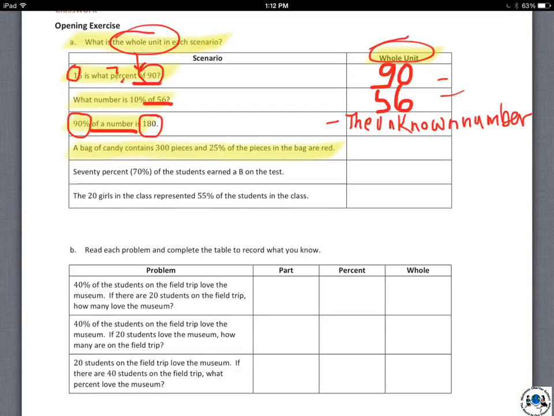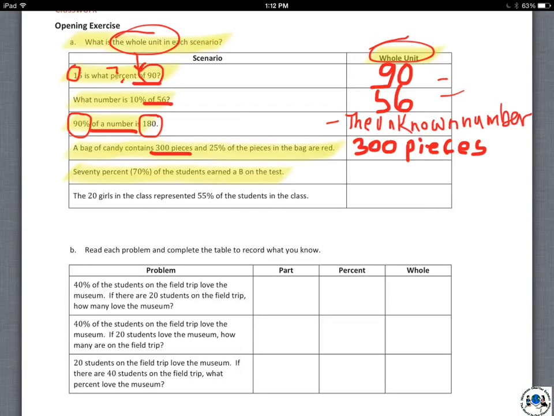Next one: a bag of candy contains 300 pieces, and 25% of the pieces in the bag are red. Well, yeah, 300 pieces. The bag of candy is the whole thing, 300 pieces of candy.